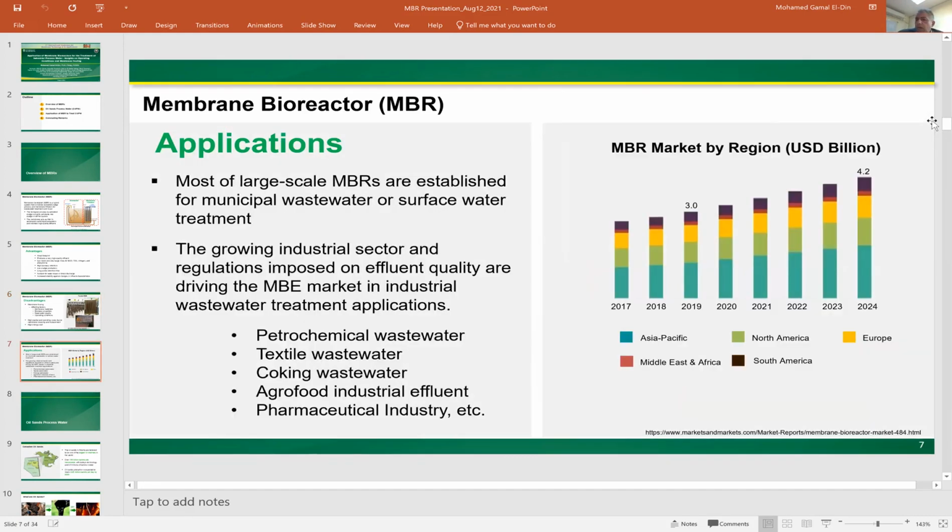Regarding the membrane bioreactor applications, most of the large-scale membrane bioreactors are established for municipal wastewater treatment or surface water treatment. There is a growing interest and need for using these systems for basically industrial applications. And as you can see from that figure, if you look at basically Middle East and Africa, as you can see with time, there is a growing need, not as large as other continents, but there is definitely a growing interest and need for using them.